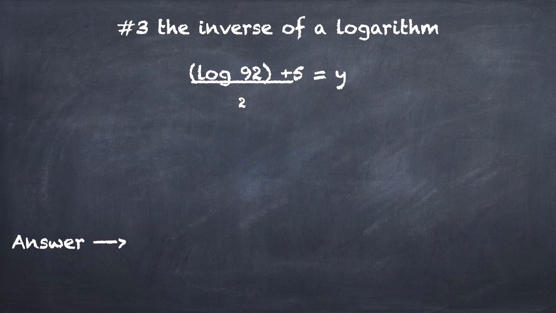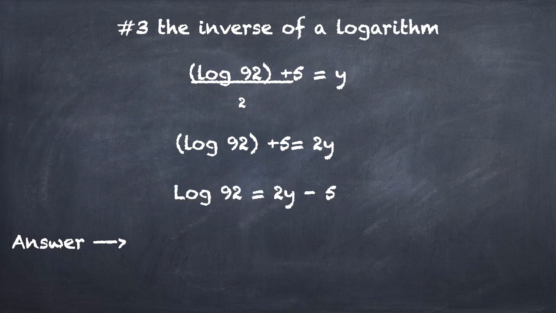You're going to want to multiply by 2, and then you have parentheses log 92 plus 5 equals 2y. After that, you want to get your log 92 by itself, so you subtract 5, and then you have log 92 equals 2y minus 5.